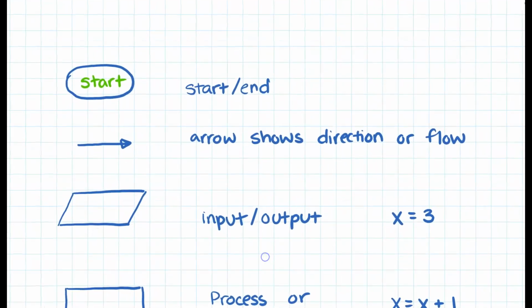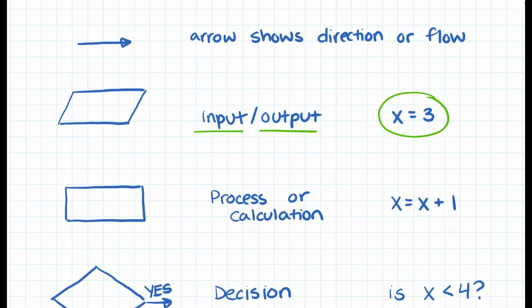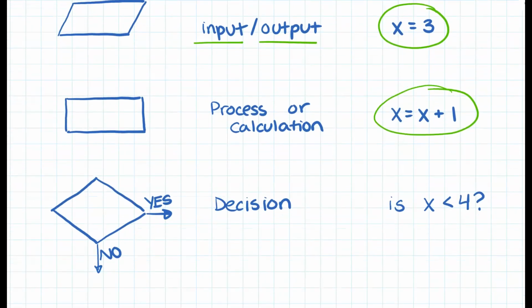Next, we have our parallelogram that will be an input or an output. An input or an output could be x equals 3. Our rectangles are going to be a process or calculation. An example is x equals x plus 1. Our diamonds are going to be a decision. This is where we ask a question, and we typically have two different options, yes or no, true or false. Something here could be, is x less than 4?